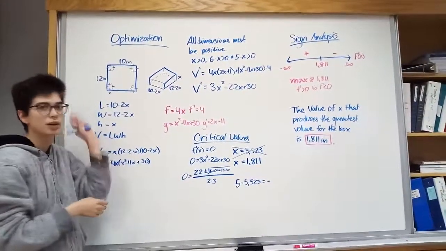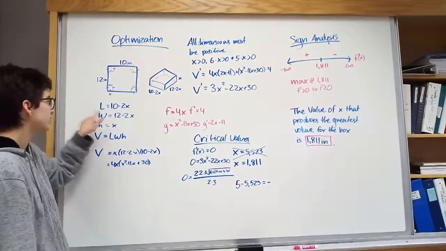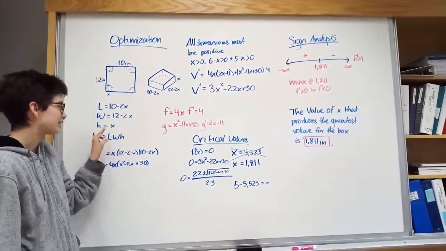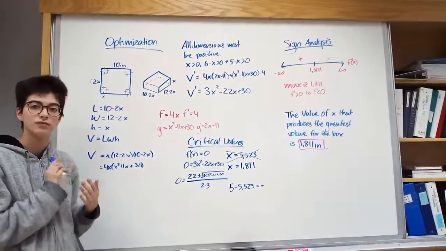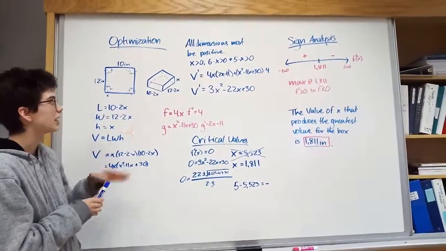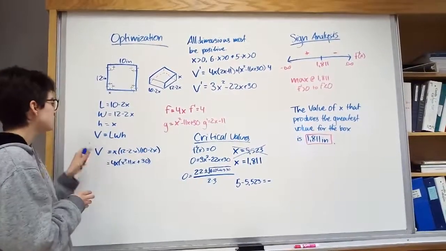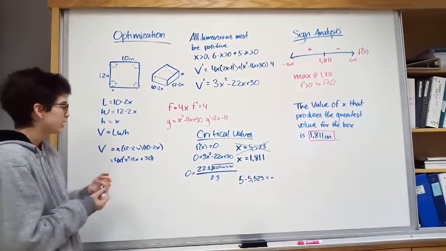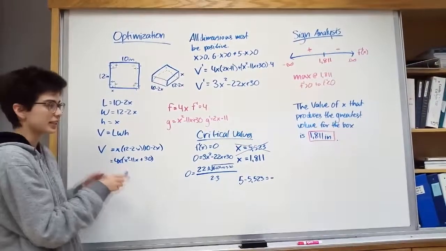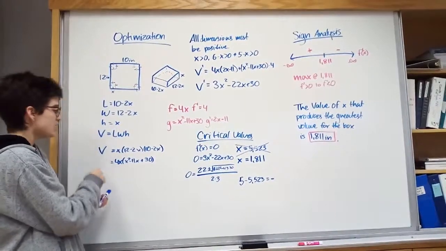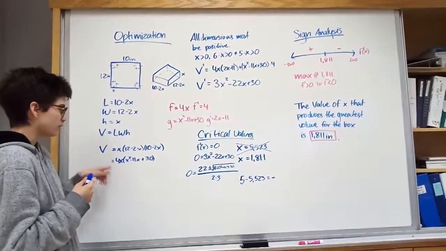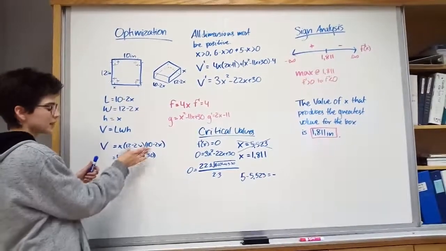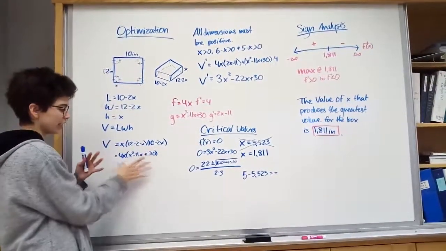So I've written out the components of our diagram here. We have the length as 10 minus 2x, the width as 12 minus 2x, and the height as x. And I also have our equation for volume, because we're trying to find the greatest volume for the box. So the equation for volume is L times W times H, and now we can simply plug in the numbers in this formula to get out what V actually equals. So the volume for our box is equal to 4x times x squared minus 11x plus 30. I simply multiplied these together in order to create a polynomial here.